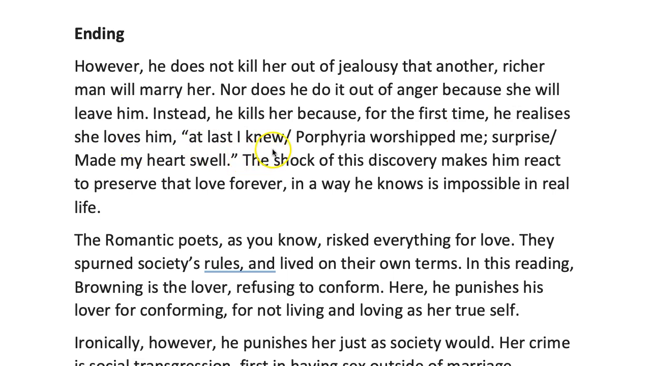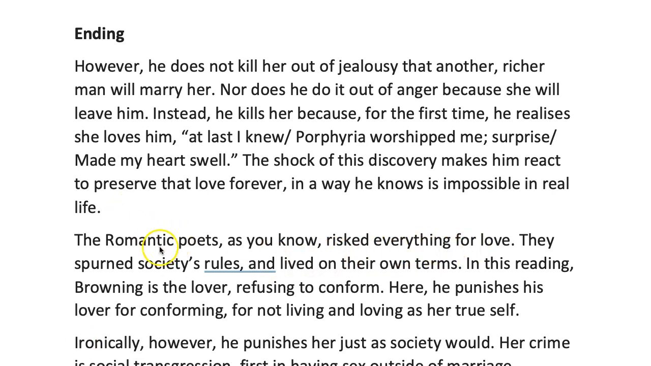At last I knew. Porphyria worshipped me. Surprise made my heart swell. The shock of this discovery makes him react to preserve that love forever in a way he knows is impossible in real life. So the Romantic poets, as you know, risked everything for love. Well, maybe you don't know that.